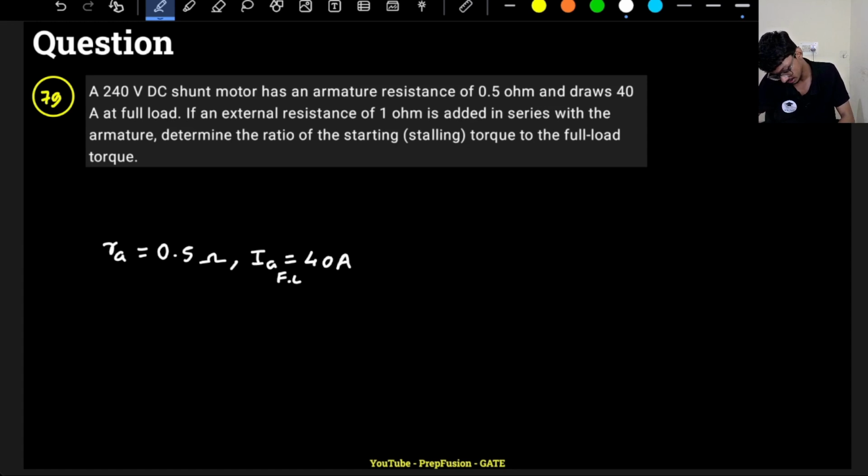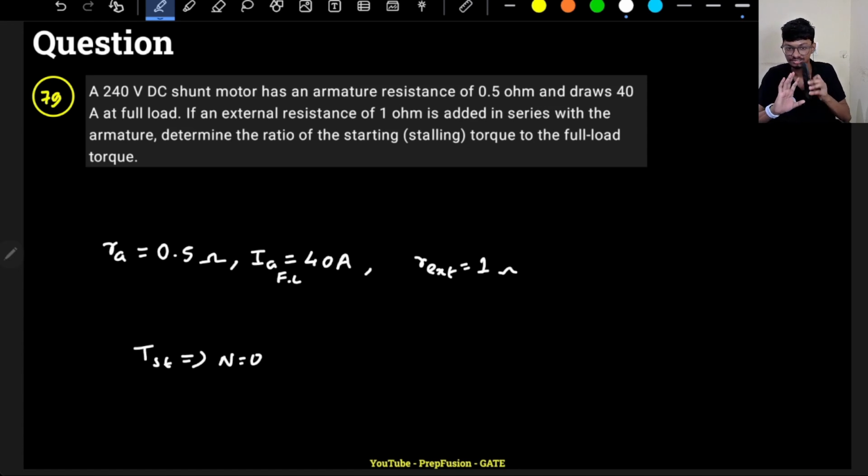And what are they telling? They're telling me that an external resistance R external of 1 ohm is connected in series with the armature. Determine the ratio of the starting, that is stalling torque, to the full load torque. Starting means the motor is just starting, so the speed is 0. If speed is 0, the back EMF will be 0. So what will be the current in starting?